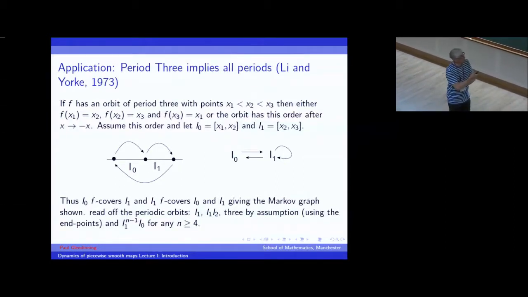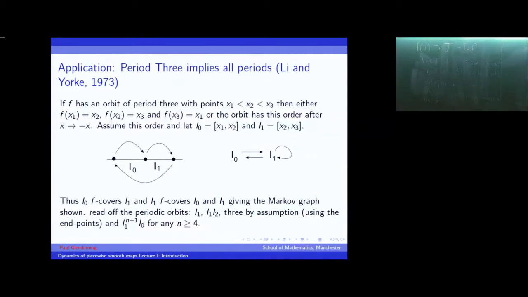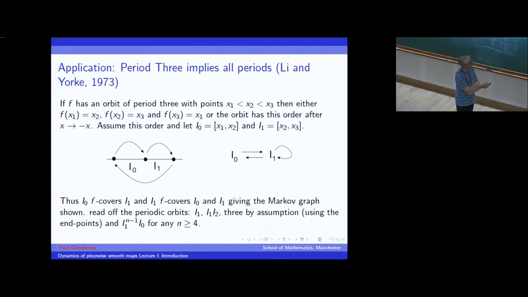So suppose you have an orbit of period 3. Here are the three points on the orbit of period 3. We've got a continuous map. This one goes to there, this one goes to there, this one goes to there. Or this one goes to there, this one goes to there, this one goes to there, which is the same up to reversing the direction of x. So basically, for period 3, we've got this really nice case where there's only one thing really to worry about.